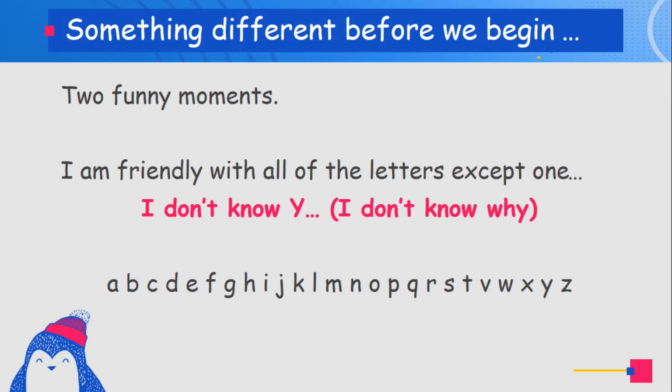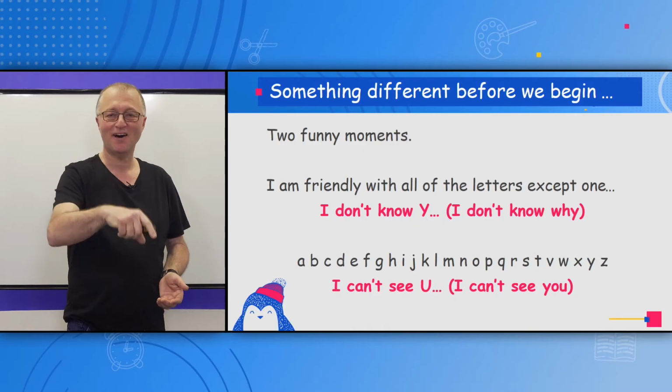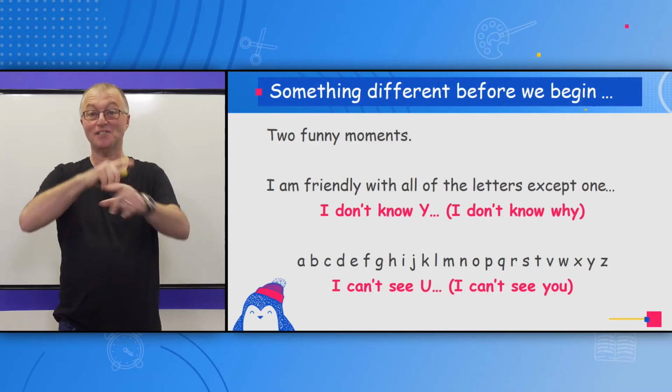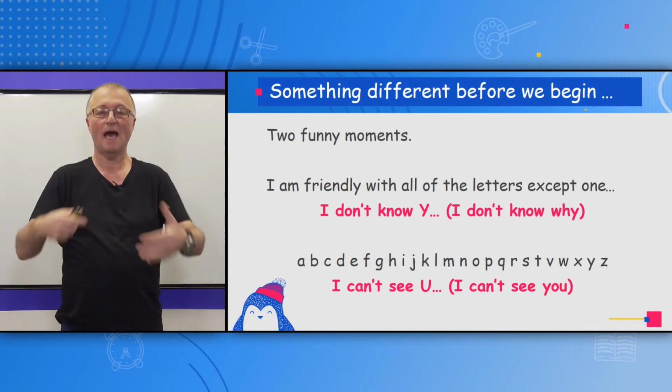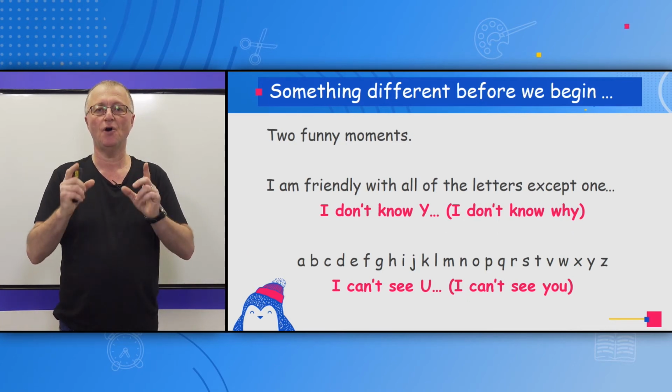Okay, let's read the alphabet. A, B, C, D, E, F, G, H, I, J, K, L, M, N, O, P, Q, R, S, T, V, W, X, Y, Z. What's missing? I can't see you. Ha ha! Do you get it? There's no U. I can't see you. And I really can't see you, but I know you're there.